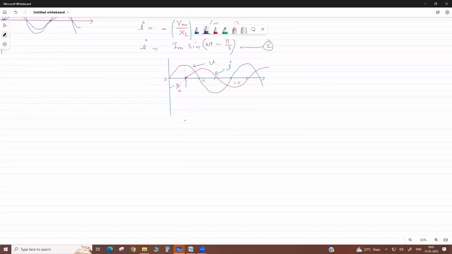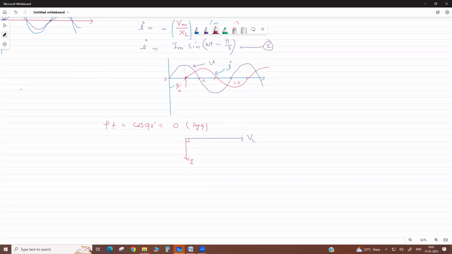In the phasor diagram, you can see this is your voltage VL. Then the current lags in a pure inductor by 90 degrees. Cos 90, if you calculate, comes to 0, lagging. So the power factor of an ideal inductor is 0 lagging.